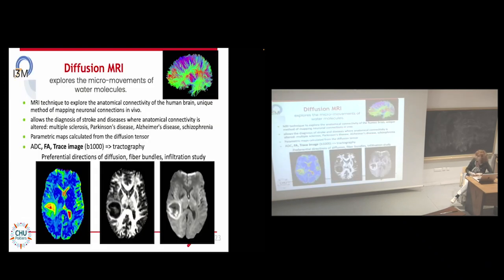Then regarding diffusion MRI, that gives you some functional information. It's more and more used in pre-surgery to analyze the connection between the different parts of the brain. You have the three modalities ADC, FA, and trace image. I don't detail because we are not in a session about a medical aspect of human, but just imaging.